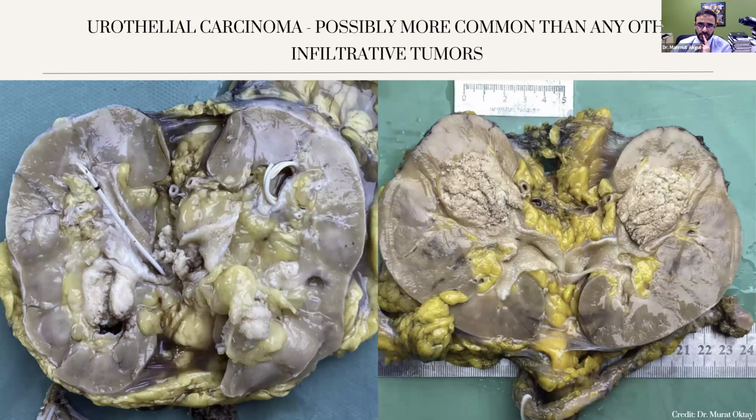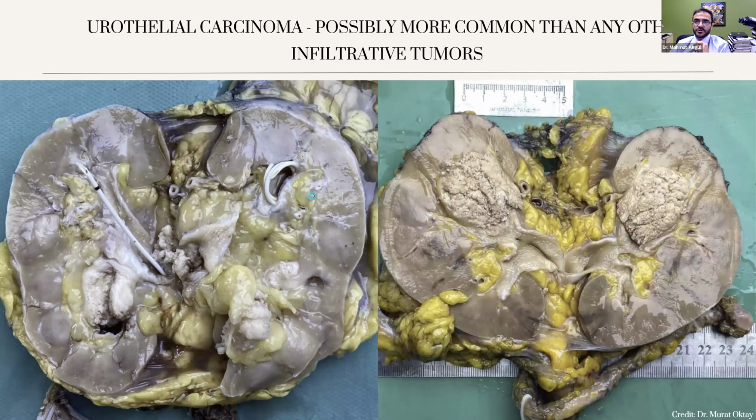The second entity we should think of when we deal with the high-grade infiltrative tumors is urothelial carcinoma. The upper urinary tract accounts for about 10% of urothelial carcinomas. They mostly happen in elderly patients, but they also can happen in younger patients. In gross examination, the urothelial carcinoma usually is contained to the renal pelvis, but sometimes it can become somewhat expansile, and sometimes you cannot tell what you are dealing with.